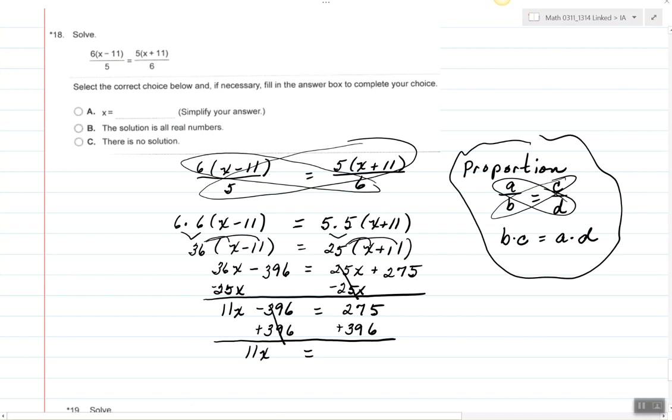I have 11x is equal to, this is 671. I'm almost out of room. I need to divide by 11, and I get x is equal to 671 divided by 11, off camera on the calculator, I get 61. The whole point of this particular problem was that it is a proportion. So x is 61.